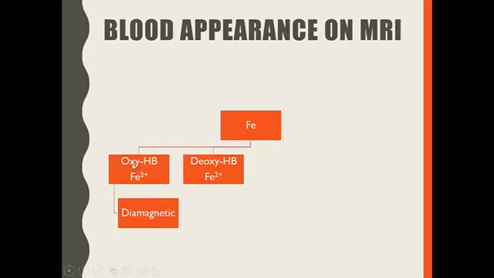Another compound here is when the hemoglobin loses its oxygen, it becomes deoxyhemoglobin. And the iron atom will be in the ferrous state also, but it will contain two unpaired electrons in its outer shell. Two unpaired electrons means that they will create inhomogeneity of the magnetic field. We call it susceptibility. And this compound is paramagnetic, because it will affect the magnetic field.